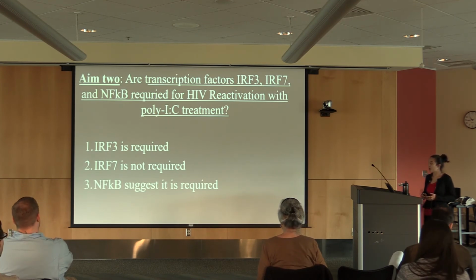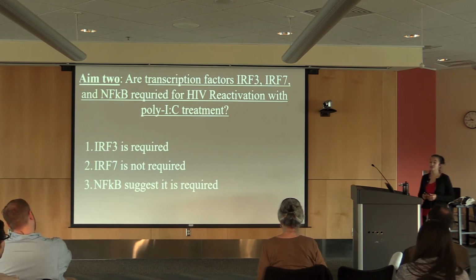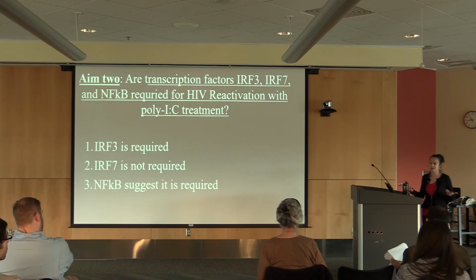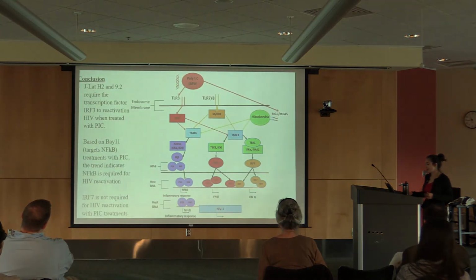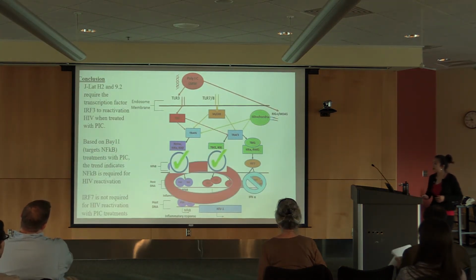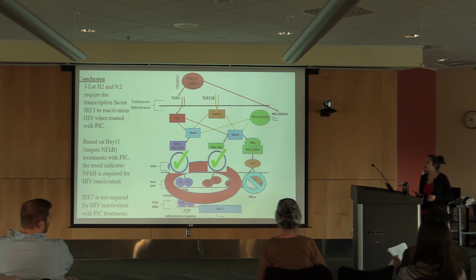IRF3 was found to be required. IRF7 is not required for HIV reactivation, and NF-kappa B data suggests that it is required for HIV reactivation when you use poly-IC treatments. So in conclusion, JLAT H2s and 9.2s require the transcription factor IRF3 to induce HIV reactivation when you're using poly-IC, high and low molecular weight.